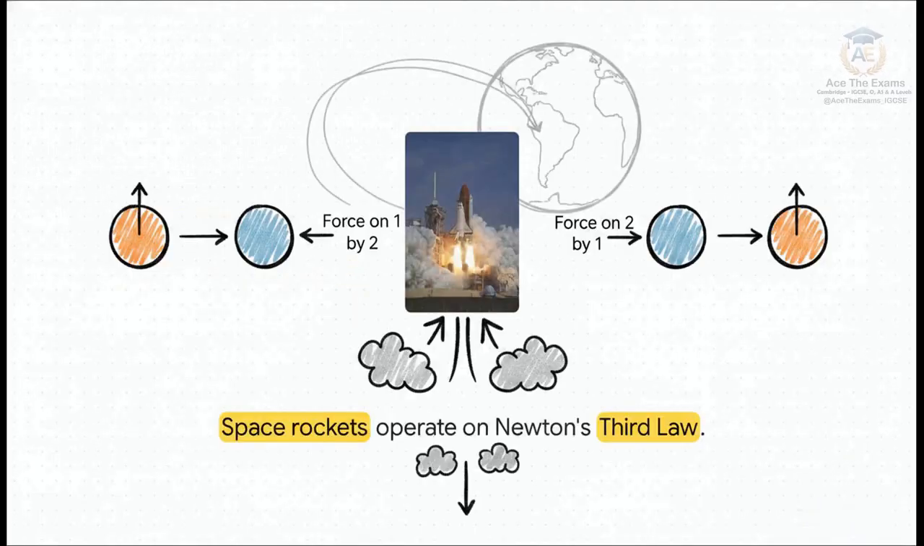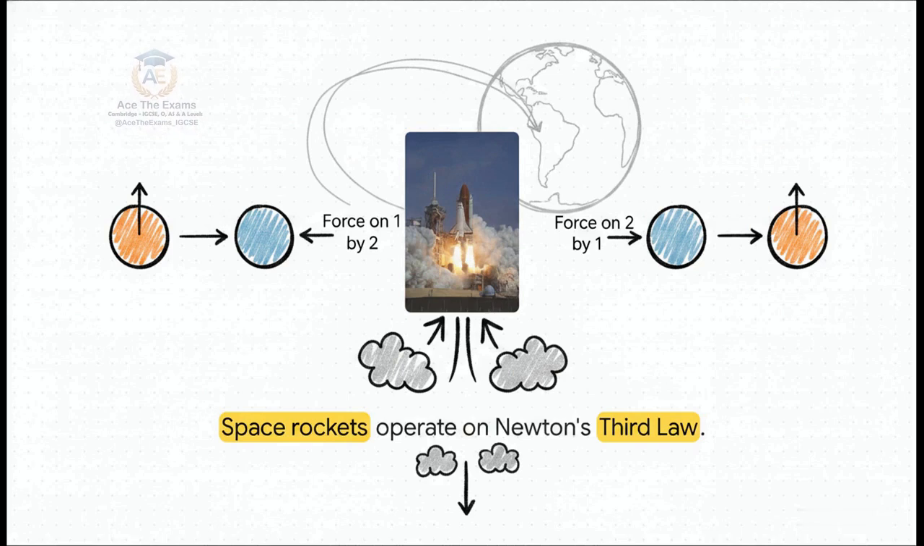And our rocket here brilliantly illustrates the third law. Remember, whenever one object exerts a force on another, that second object exerts an equal and opposite force right back on the first one. The truly crucial detail to remember here is that these 2 forces are acting on entirely different objects. Let's look at this space rocket launching.